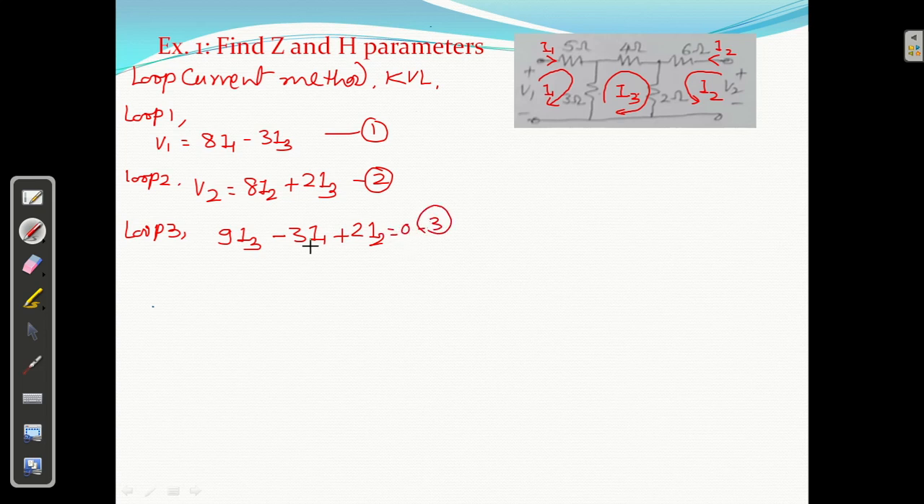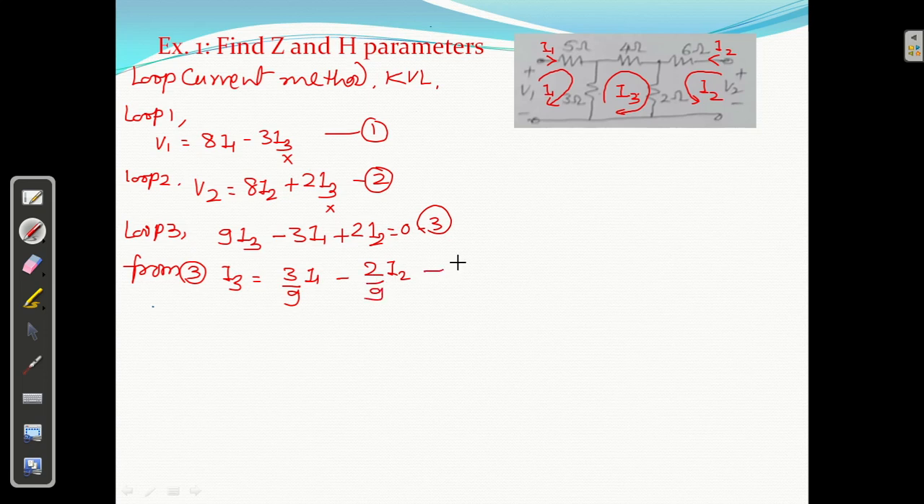Now you can see here, I want two equations: V1 in terms of I1 and I2, and V2 in terms of I1 and I2. I don't want I3, please remember. I want V1 and V2 in terms of I1 and I2. I don't want I3. So from equation 3, that is the purpose of 3, you can find I3. From 3, 9 I3 equals: the 3 I1 goes to the other side, so plus 3 I1 upon 9, and plus 2 I2 goes to the other side, so minus 2 I2 upon 9.